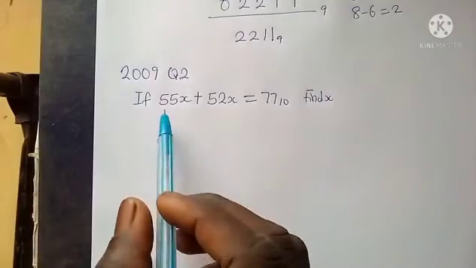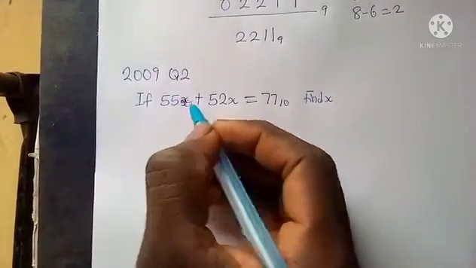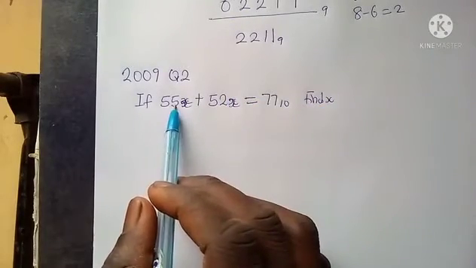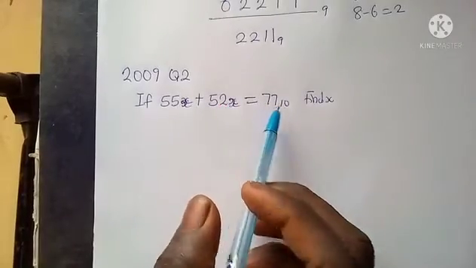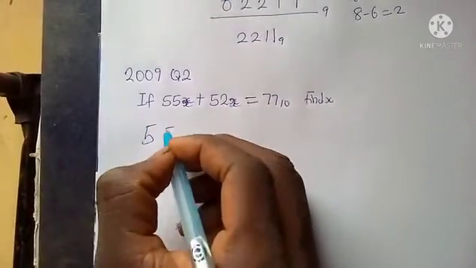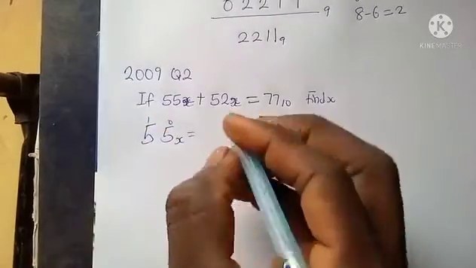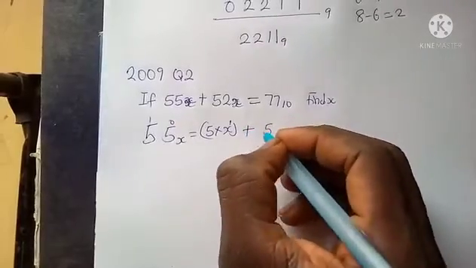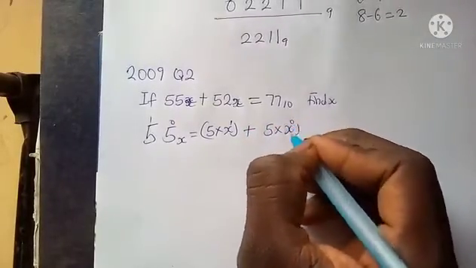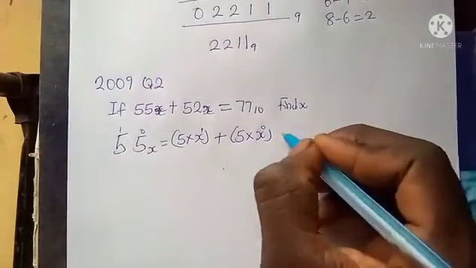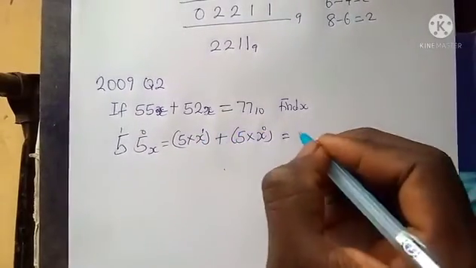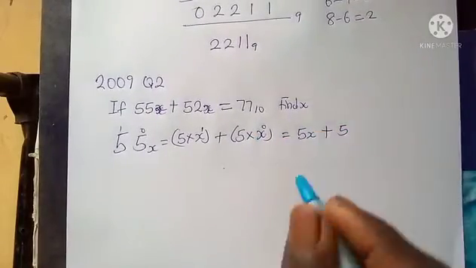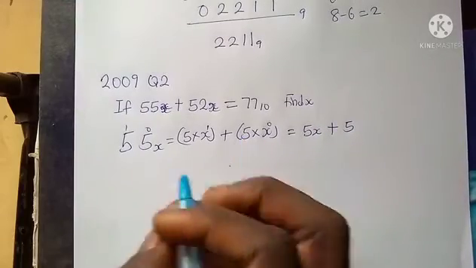Now this question is almost the same thing. 55 base x plus 52 base x is equal to 77 base 10. Find x. So convert both of them to base 10 first before you can do anything. So 55 base x, place values 0, 1, is equal to 5 multiplied by x raised to the power of 1 plus 5 multiplied by x raised to the power of 0. So this will give us 5x, then plus 5, because x raised to the power of 0 is 1.